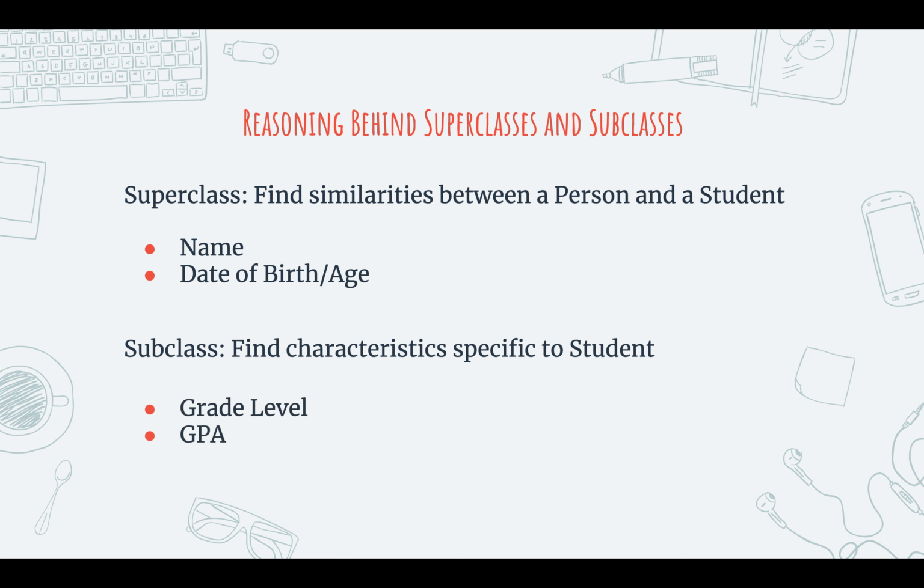Values such as grade level and GPA, not every person has a grade level and GPA. So what we would do is stick that into the subclass because the subclass has those characteristics, whereas a superclass will have the broader values. And the thing is that we can expand person even more through other subclasses. It's not confined to one subclass. The person object doesn't have to have one subclass. We can have multiple subclasses that extend beyond person.